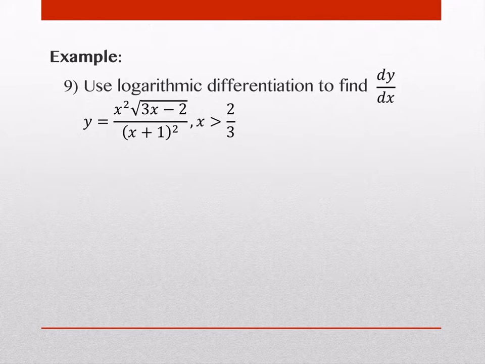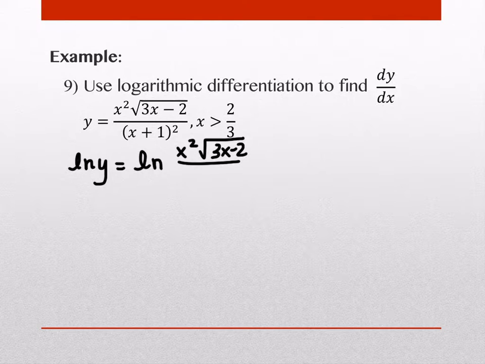The first thing we're going to do is take the natural log of y on the left, and we're going to have the natural log of x squared times the square root of 3x minus 2, over x plus 1 squared on the right. Everybody good so far? Okay, so I like logs on the right-hand side because I can change this form.